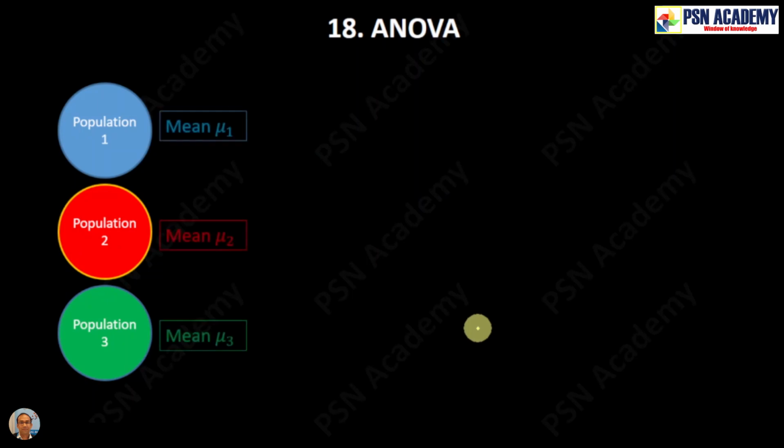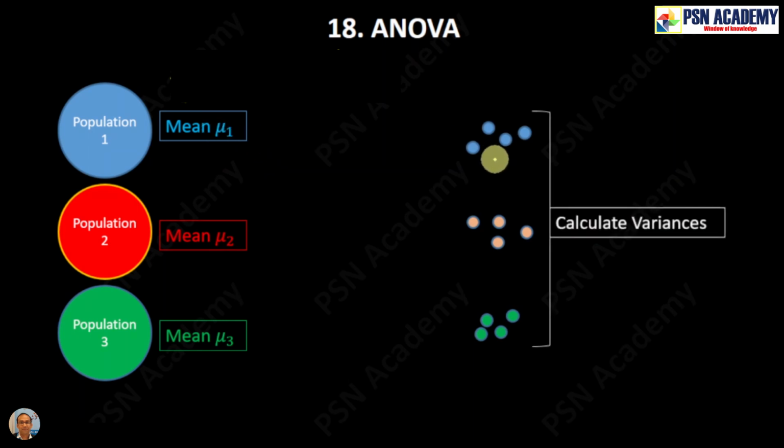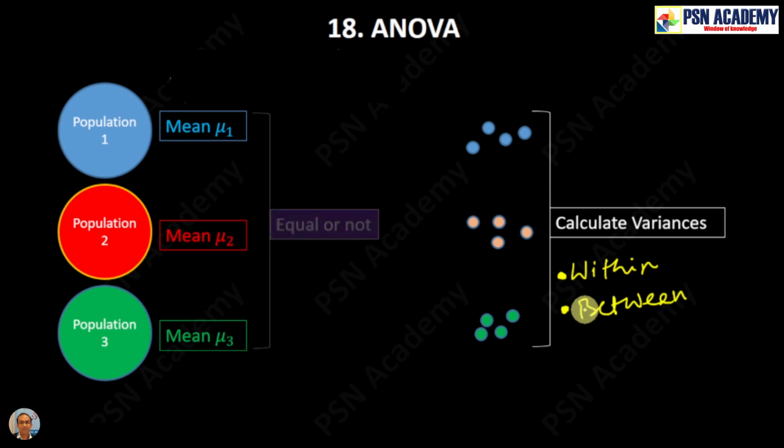Next, we go with ANOVA. It talks about whether the means of the populations are equal or not. How does it do that? It takes the samples and calculates the variances. There are two ways to go for the variances. One is within the samples, and the other one is between the samples. Based on these two variances, it says whether the means are equal or not.